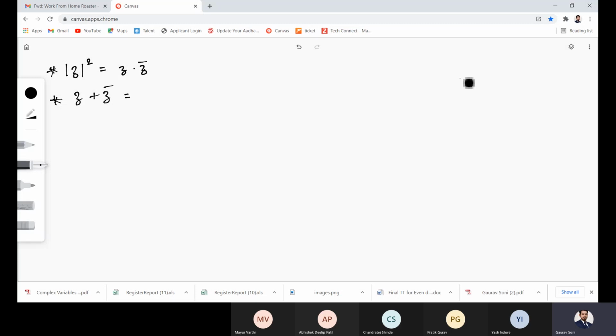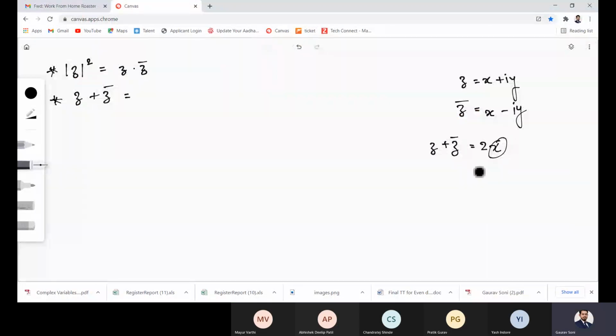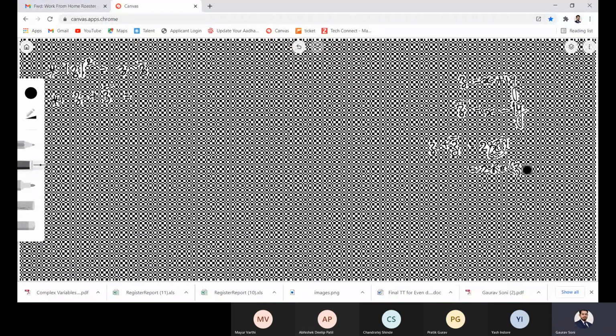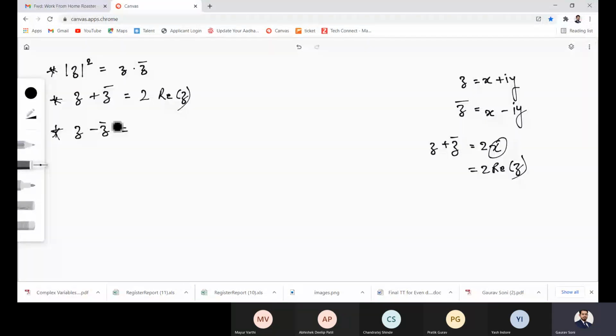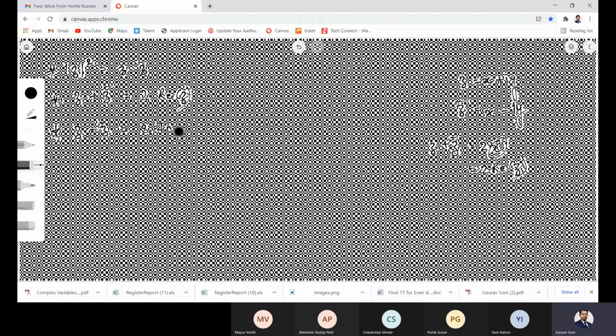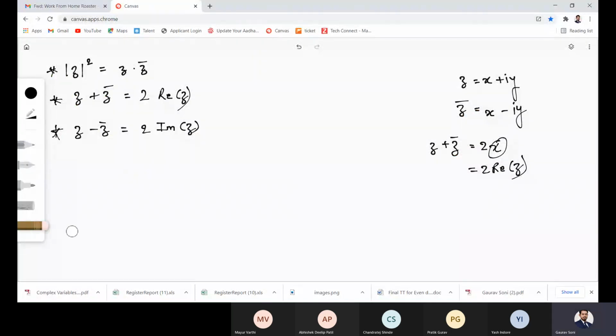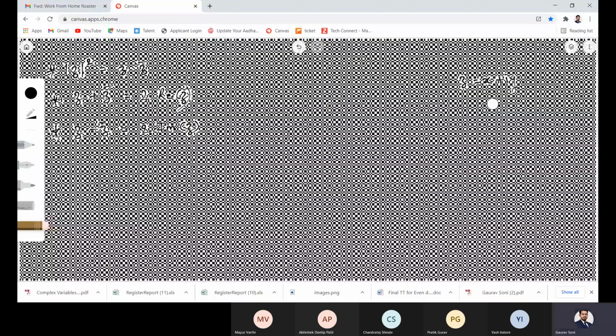Let's do the calculations here. z is equal to x plus iy, z bar is equal to x minus iy. When you add these two, z plus z bar, what do we get? 2x. What is x? x is nothing but the real part of z. So z plus z bar is 2 times the real part of z. Similarly, z minus z bar is nothing but 2i times the imaginary part of z. Now, this much previous knowledge is, I think, necessary. For sufficiency, you will have to study complex numbers more.